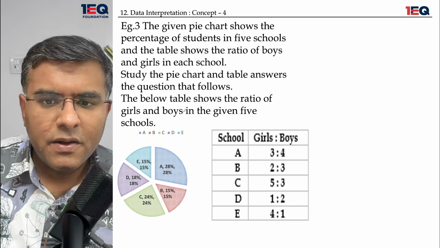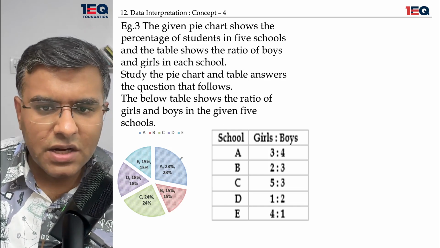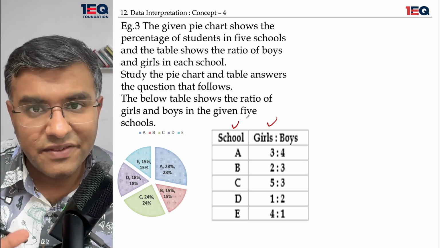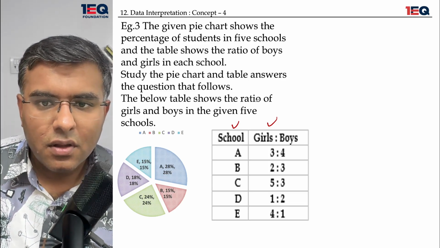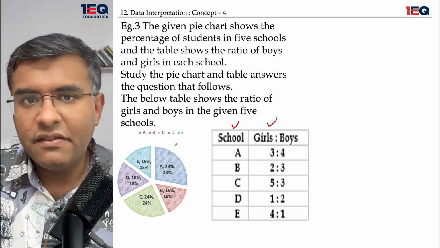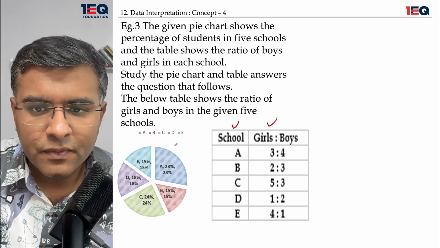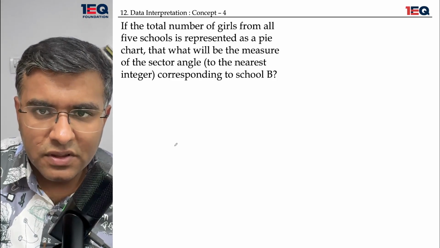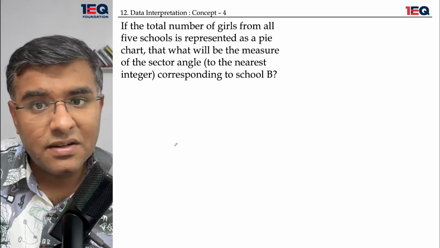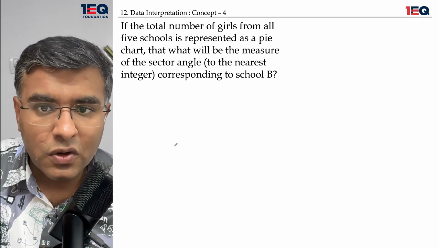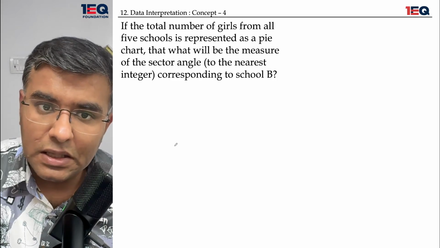So we have a pie chart as well as a table. This is when it gets very, very interesting. The table shows boys and girls in each and every school. There is another level of ratio that is maintained. So what is that? If the total number of girls from all the 5 schools is represented as a pie chart, then what would be the measure of the central angle corresponding to school B?